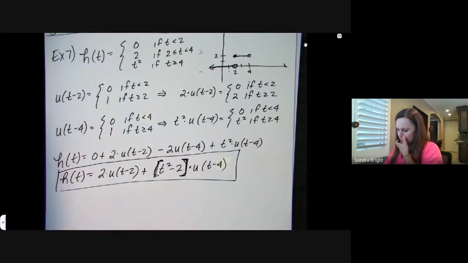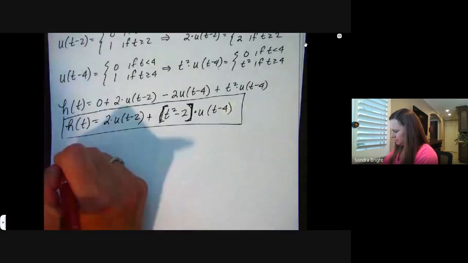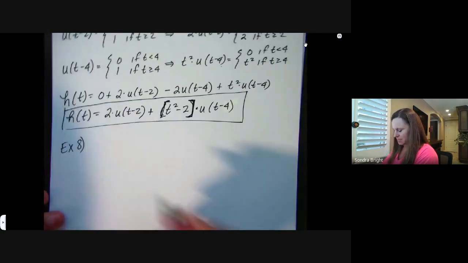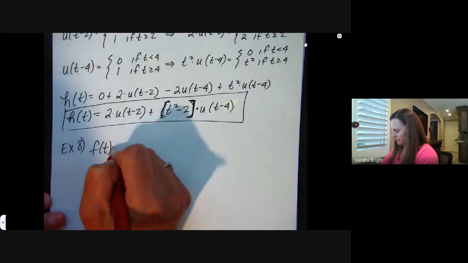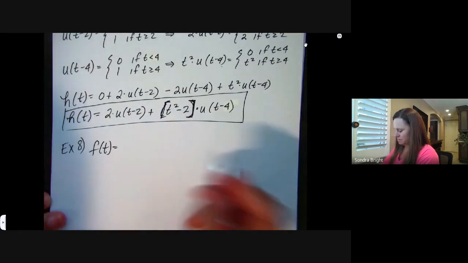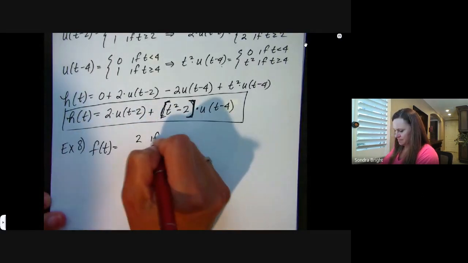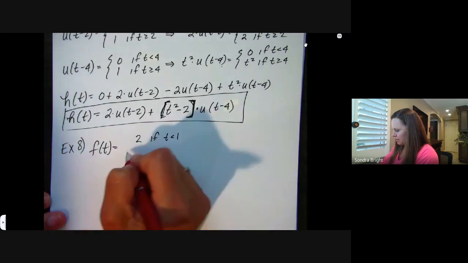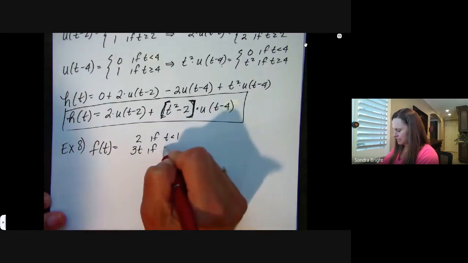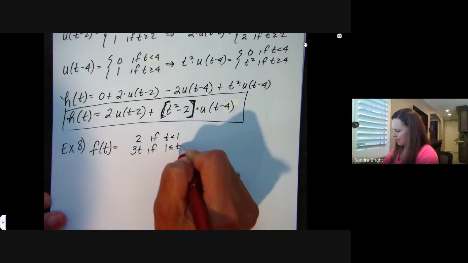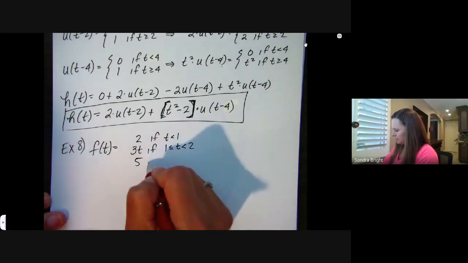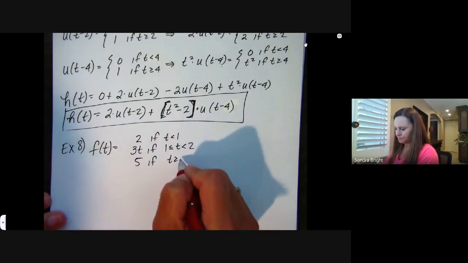Let's do one more of these, and then hopefully that'll help it make sense. f of t is equal to 2 if t is less than 1, 3t if t is greater than or equal to 1 but still less than 2, and then 5 if t is greater than or equal to 2.